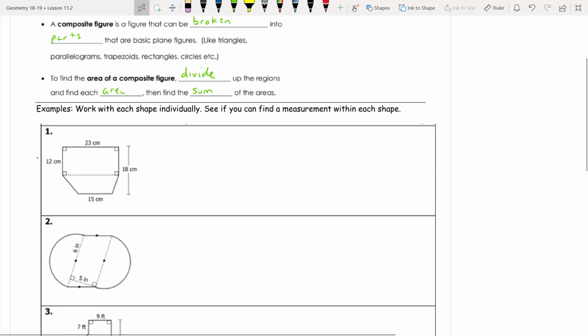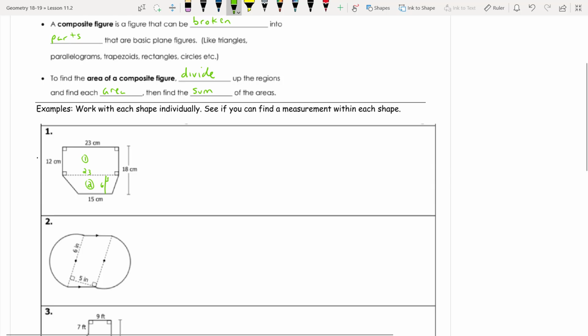So perfect example is this first one here. I've got two figures. I always number them. So I've got a rectangle and I've got a trapezoid. And what I'm going to do real quick is a little bit of arithmetic. So I know that I have 23 here. A rectangle has the same sides opposite each other, so this is also a 23, which is one of the bases for my trapezoid. And if you look closely, the height of this rectangle is 12, and the total height they gave us is 18. So that means the height of my trapezoid is going to be 6.